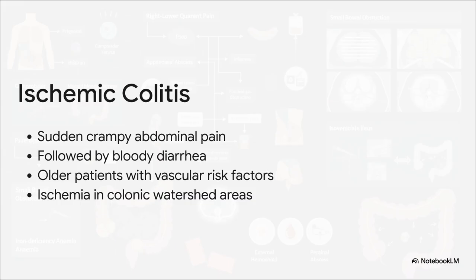It manifests as sudden crampy abdominal pain, followed very quickly by bloody diarrhea. The ischemia typically localizes right to the watershed areas of the colon, specifically the splenic flexure and the rectosigmoid junction, because those spots are incredibly vulnerable to hypoperfusion. And that compactly caps off our high-yield review.